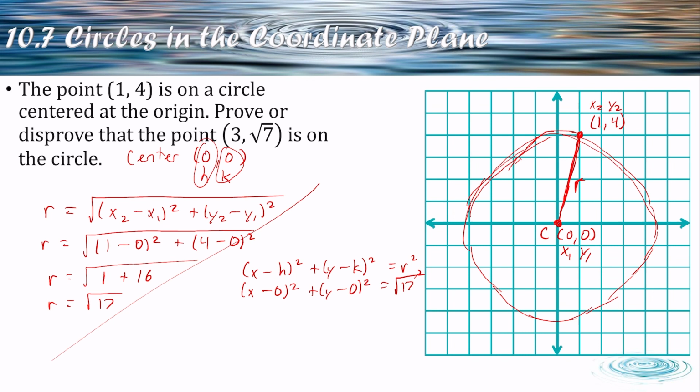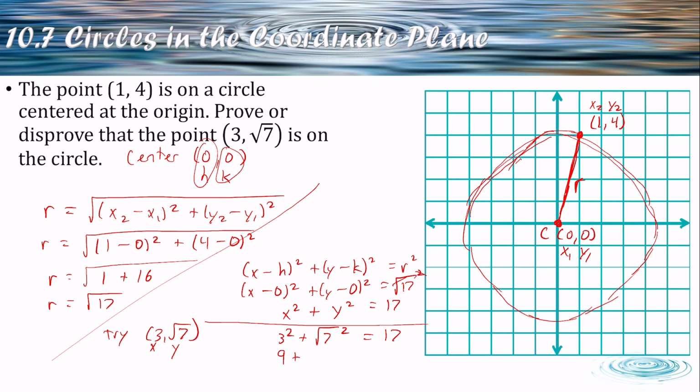I'm going to square that. Simplify. x minus 0 is x squared. y minus 0 is y squared. And the square root of 17 squared, that cancels out, is just 17. Now, let's see if this point (3, √7) works. So if we try (3, √7), the 3 is x and the square root of 7 is y. So it'll be 3 squared plus the square root of 7 squared. Does that in fact equal 17?